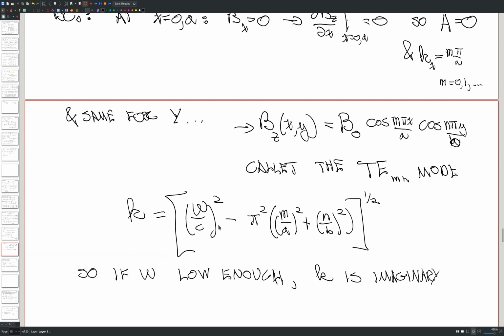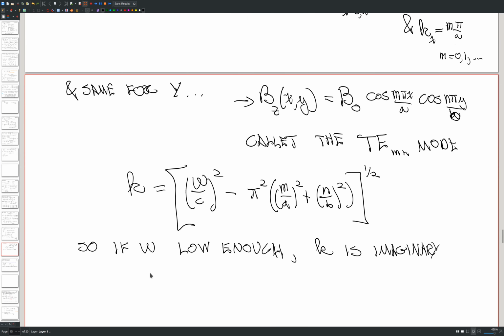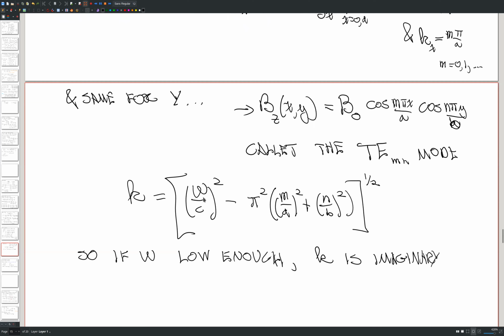But if omega is big enough, so if you're able to overcome this basic energy threshold, then the wave can propagate. Okay, so this basic frequency at which things can start occurring is known as the cutoff frequency. This cutoff frequency is particular to a given choice of modes m and n, and by definition, it's really just the minimal frequency where these things equal each other. So omega is just equal to that thing.